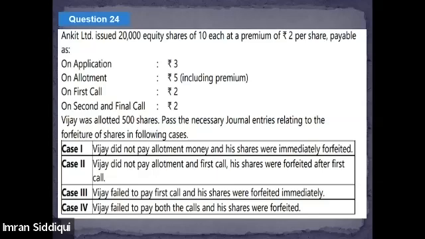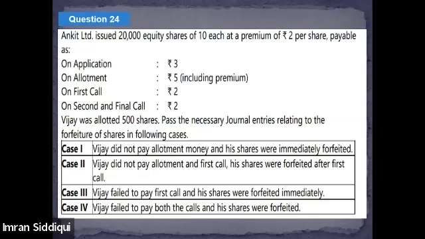Securities premium reserve will be debited only if premium is also due on any installment, right? In the fourth case, first and final call is due. But does this first and final call contain the amount of premium as well? You tell me. The answer is no. And since it does not contain any premium, why is there a need to debit the securities premium reserve account? There is no need to do that.